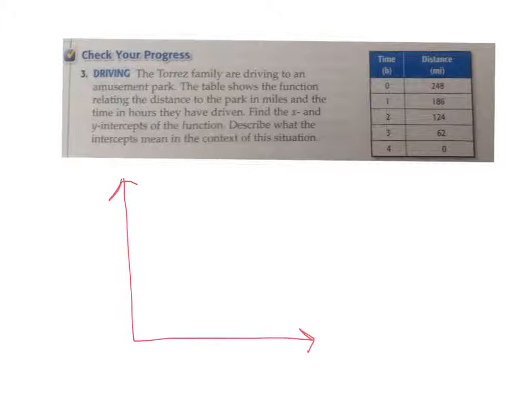And they say our time and our distance, so that is what they've given us. So in 0 hours, we have traveled, so let's put the distance here and the time across the bottom. So in 0 hours, we have traveled 248 miles.